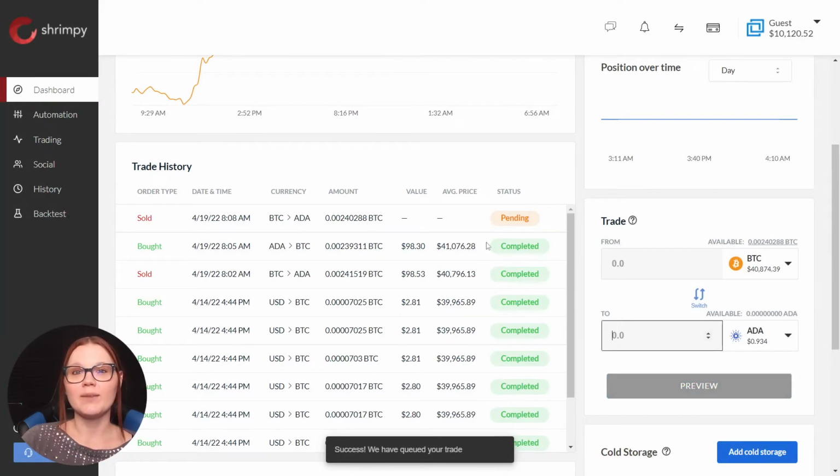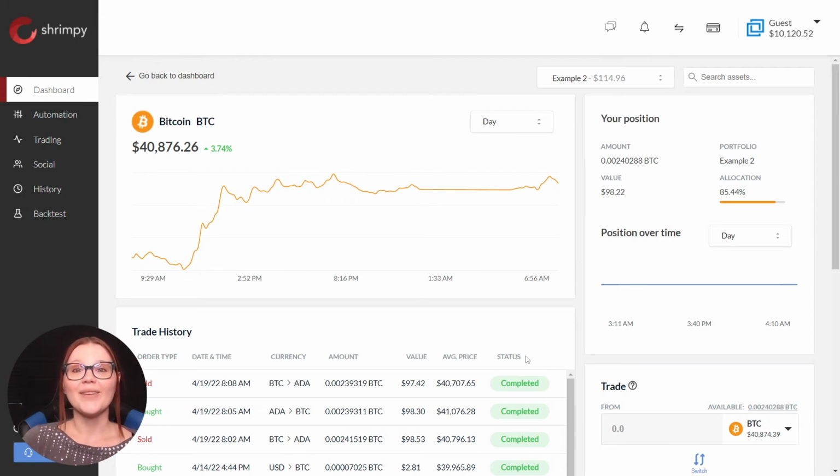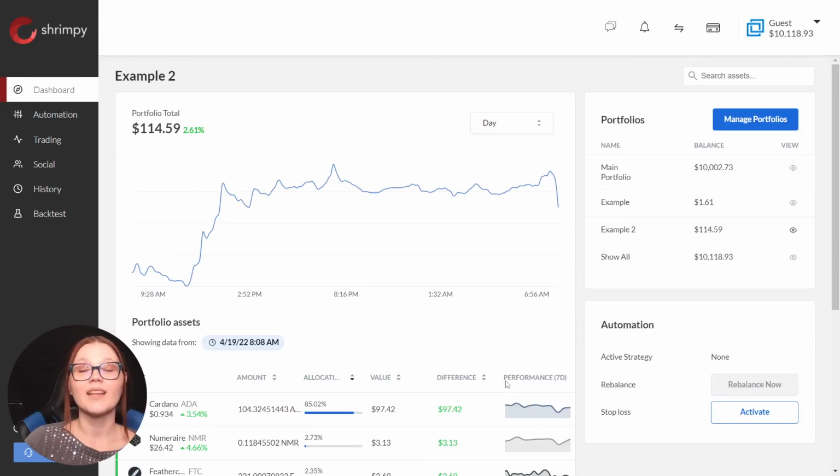We can see the trade pending in our trade history. All right, the trade is now complete. Back on the dashboard, we can see Bitcoin has been swapped for Cardano.